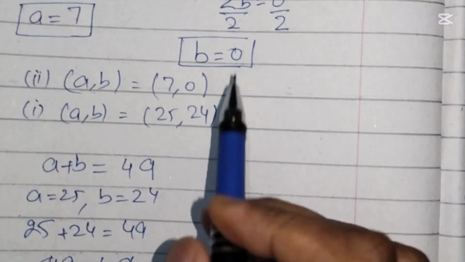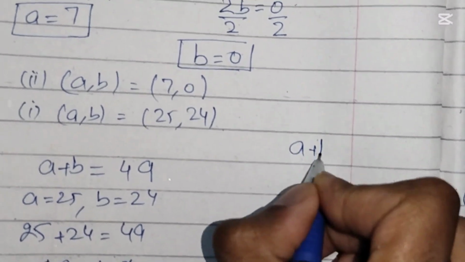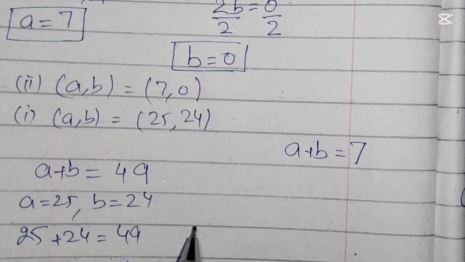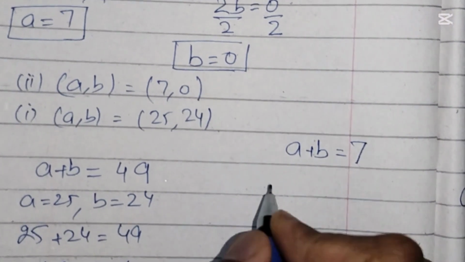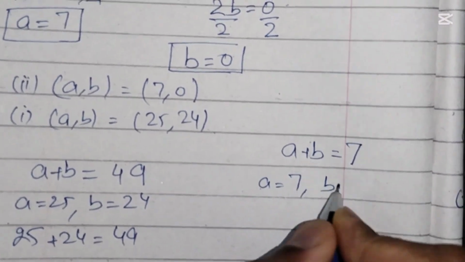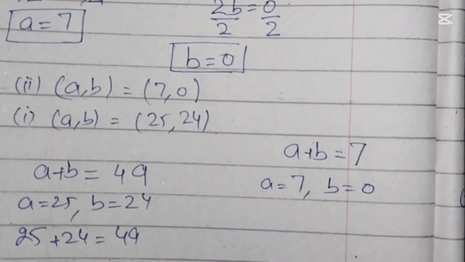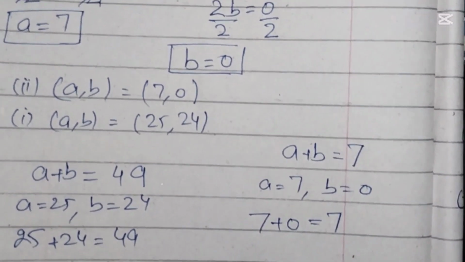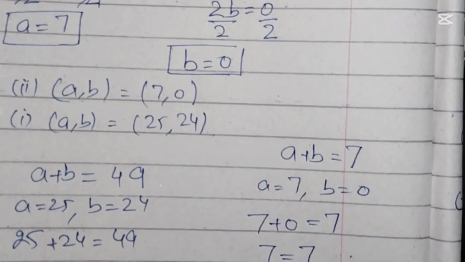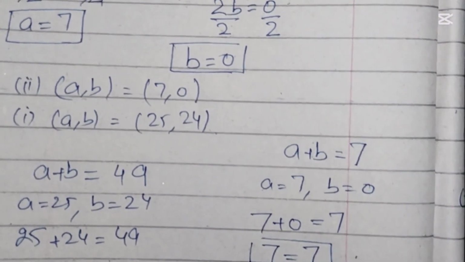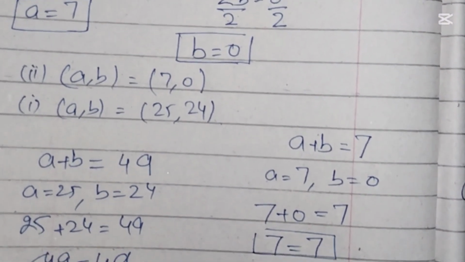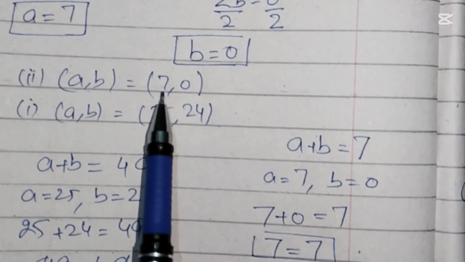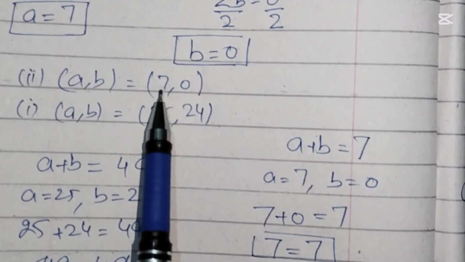Now we will check the second case. We have the equation a plus b equals 7. Here a equals 7 and b equals 0. For the second case, we will put these values: 7 plus 0 equals 7. That is, 7 equals 7, and it means our values are totally correct. So we found the values of a and b very smoothly and step by step.